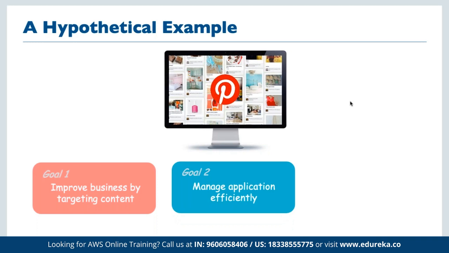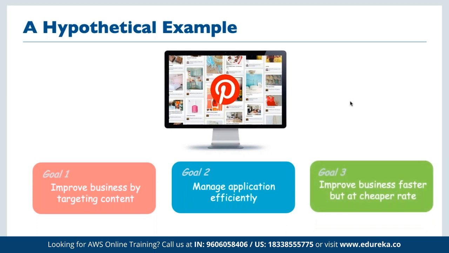We can have multiple goals here as well. Like goal 2, where we can manage the application efficiently, and then we can improve the business faster but at a cheaper rate. So these are the main 3 goals that we are trying to achieve in this example.